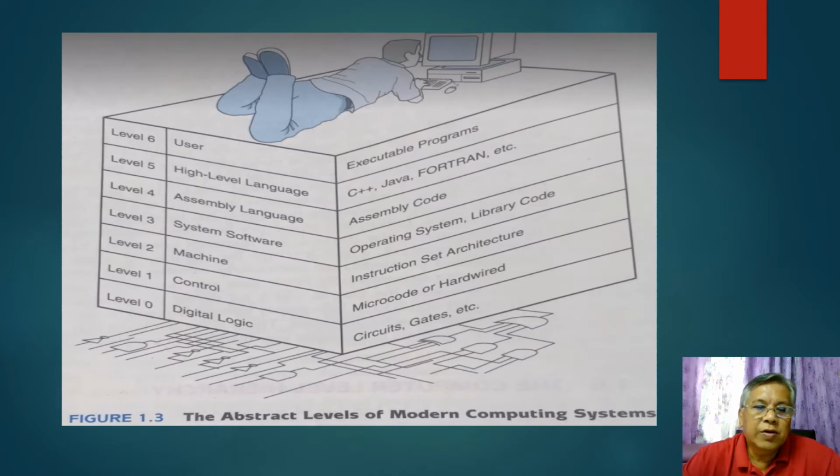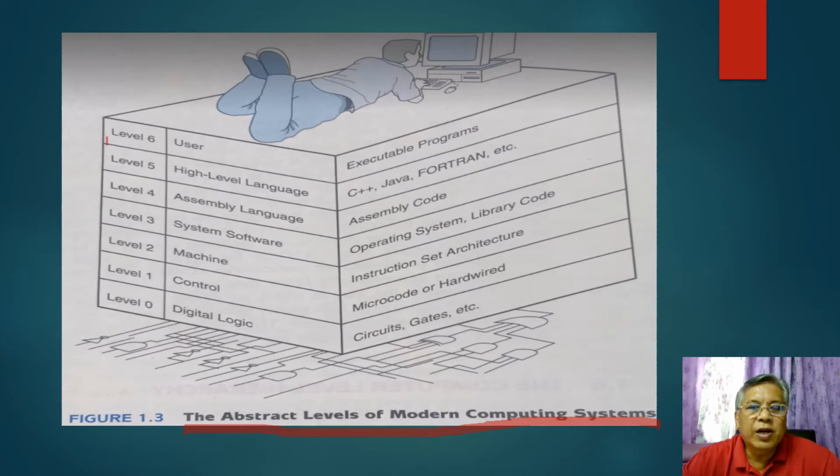Okay, so Figure 1.3 here shows the abstract levels of modern computing systems. If you notice, we have different levels from level 0 to level 6, and each level performs a particular operation. I'll just give you a summary of how each level works.